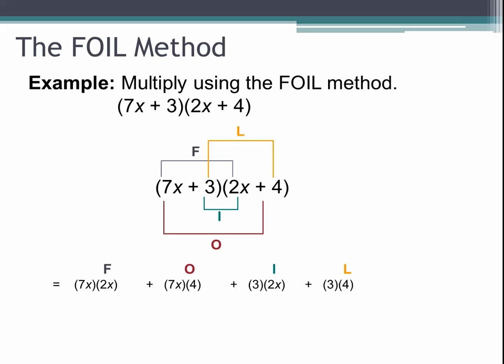Now clean it up. So we have 7x times 2x is 14x squared, plus 7x times 4 is 28x, plus 3 times 2x is 6x, plus 3 times 4 is 12. We do have like terms that can be combined here. We have the 28x and the 6x, which can be combined. And our final solution is 14x squared plus 34x plus 12.